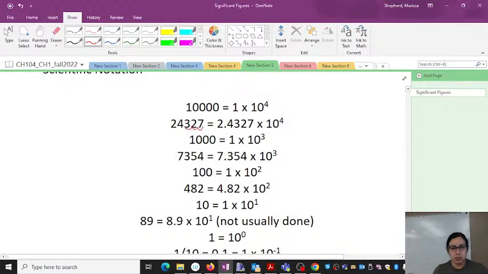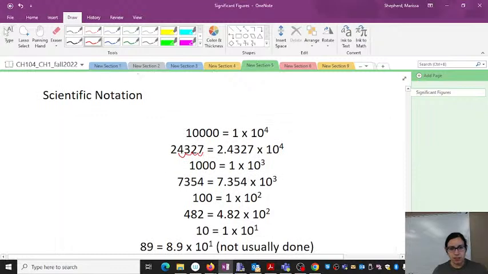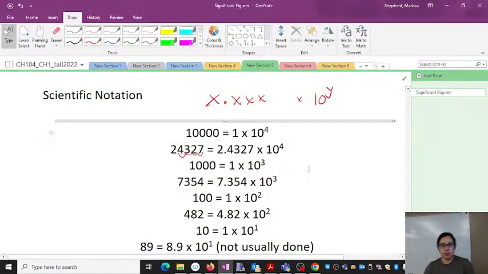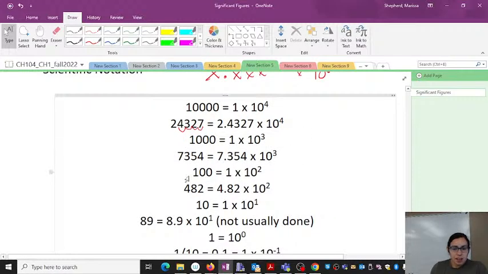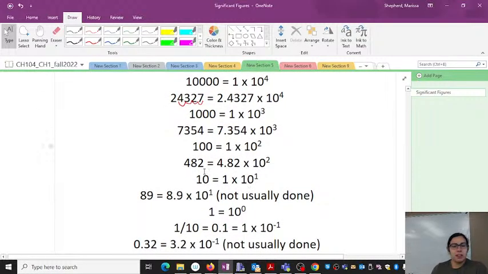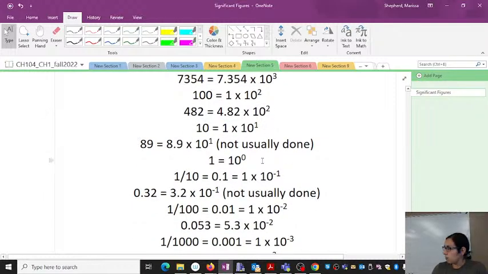24,327, we can also write it in scientific notation. All scientific notation means is you have some number x, then a decimal point, then whatever other numbers, and then times 10 to whatever factor. It's a lot of variables. If you have questions, please just stop me. I'm not trying to go over anything in too much detail, just trying to give a quick refresher.